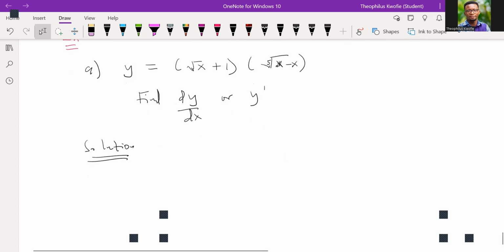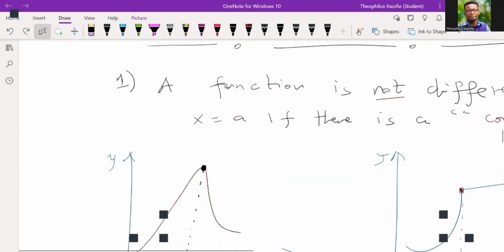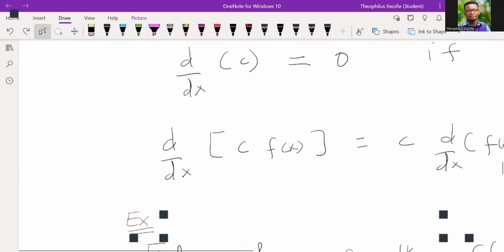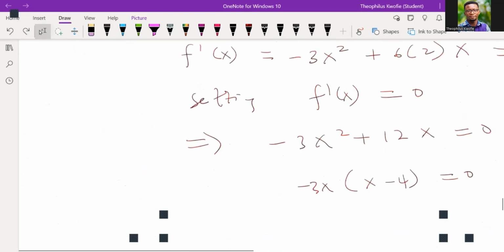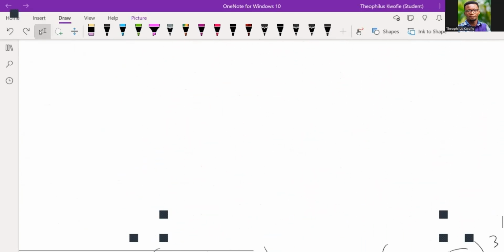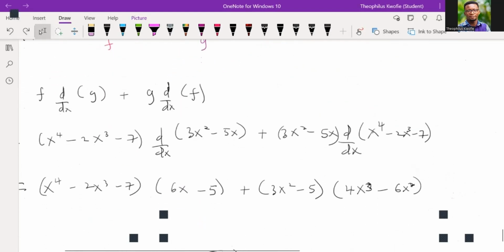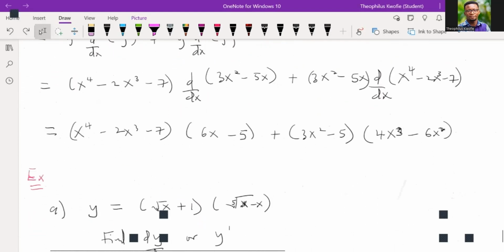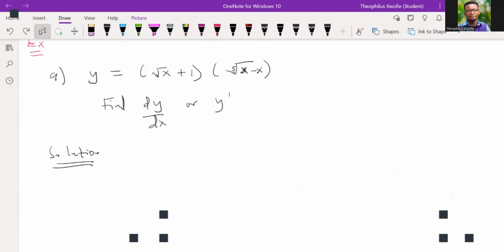So we can cover the first function. At this point, we can assume that the first function is our f and the second is our g. So we can kind of do that.